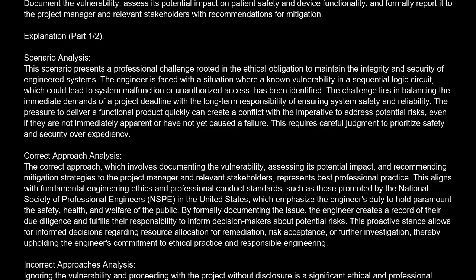Correct answer is B. Document the vulnerability, assess its potential impact on patient safety and device functionality, and formally report it to the project manager and relevant stakeholders with recommendations for mitigation.